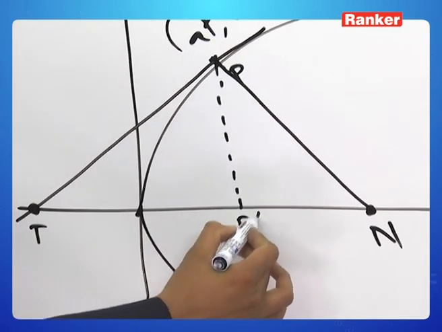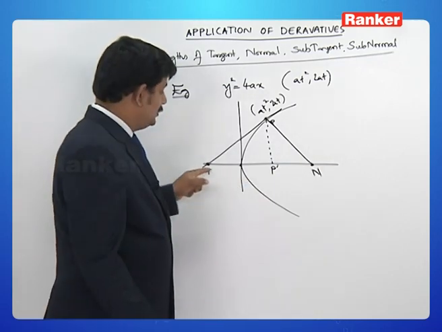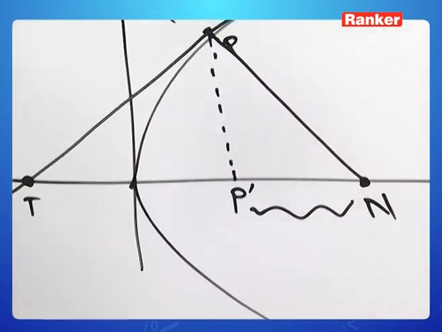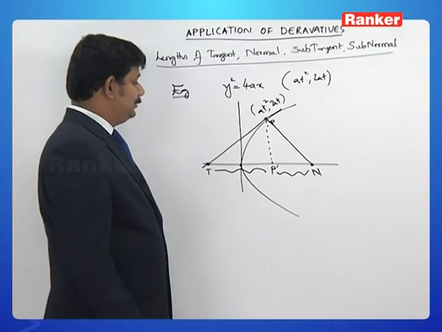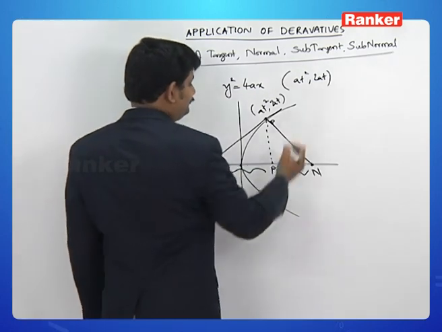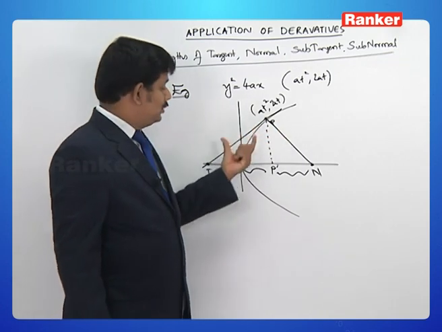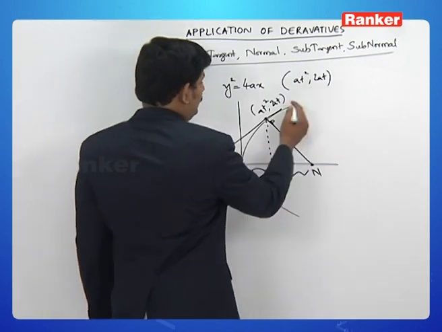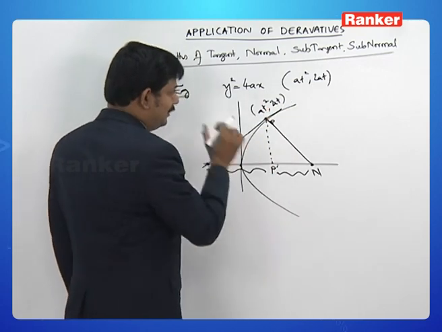When we are drawing a projection of P on the x axis, P dash N is called the length of the subnormal, and P dash T is called the length of the subtangent. So here our target is to find PT, PN, P dash N, P dash T. We have formulas for the length of the tangent, normal, subnormal, and subtangent, and all of these depend on the y coordinate of the point, 2at, and also dy by dx at that point.